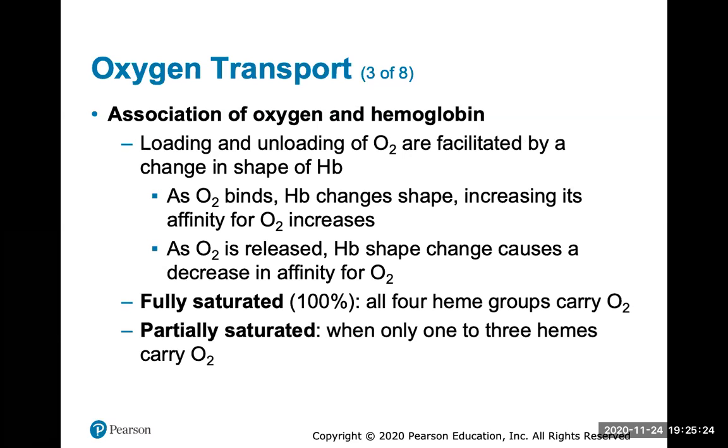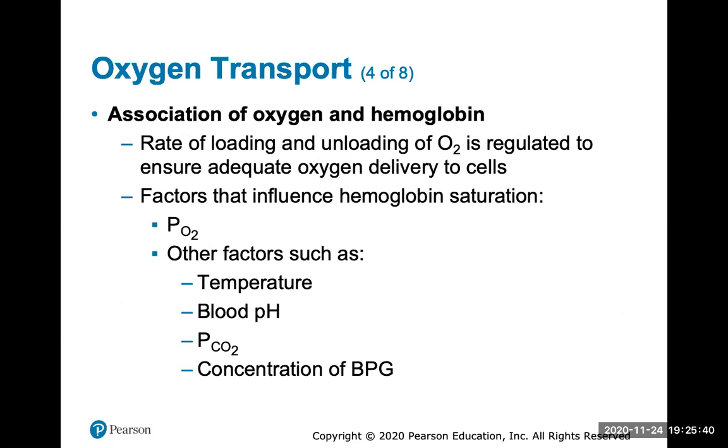Loading and unloading of oxygen are facilitated by change in the shape of hemoglobin as the oxygen binds or is released. Fully saturated means that all 4 heme groups are carrying oxygen, and partially saturated means when only 1, 2, or 3 heme groups are carrying oxygen. The rate of loading and unloading of oxygen will be regulated to ensure adequate oxygen delivery to cells. And these are factors that you should know that influence hemoglobin saturation: the pressure of oxygen, temperature, blood pH, the partial pressure of carbon dioxide, and the concentration of BPG, which you do not need to know.